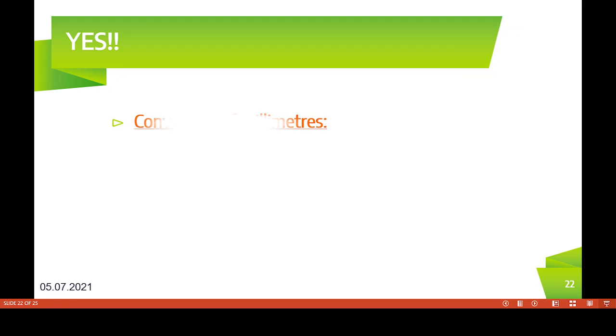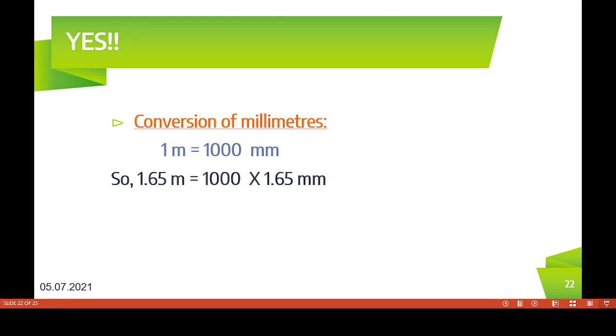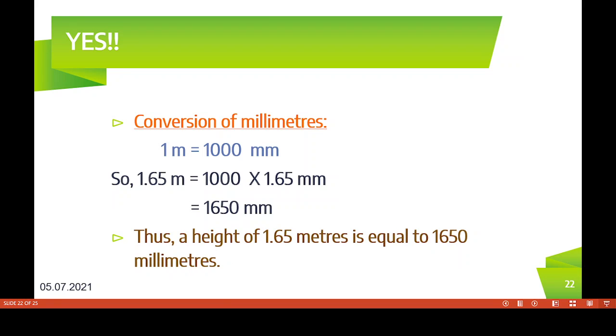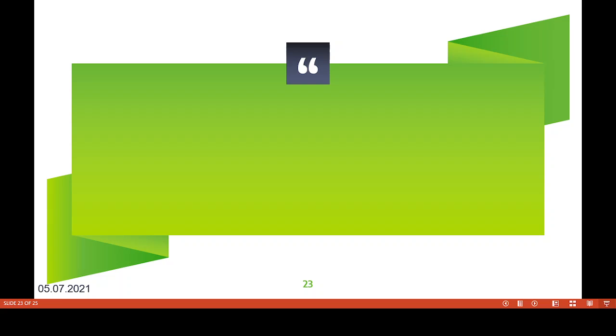Now we have to see conversion to millimeters. 1 meter is equal to 1000 millimeters. So 1.65 meter is equal to 1000 into 1.65 millimeters. Finally we got 1650 millimeters. Thus the height of 1.65 meters is equal to 1650 millimeters.